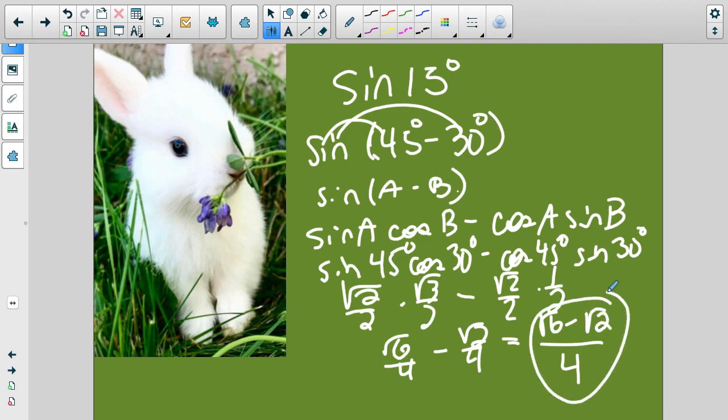You can't say square root of 16 minus square root of 4 is square root of 12. Think about that when you're at home. The answers look really kind of weird like that.